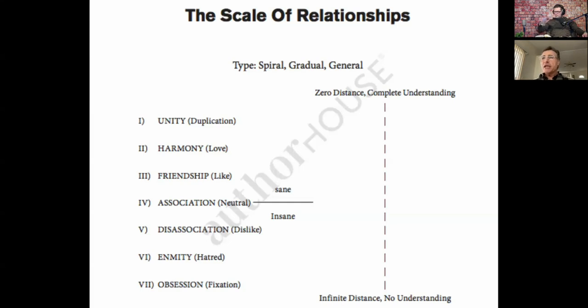When you dislike somebody, you disassociate from them. You say, yeah, I don't like this girl. I don't want to go out with her anymore. And you break up with her. That's disassociation. You disassociated from her because you dislike her. So that's a little bit insane. It's not terribly insane. Now, why is it insane?